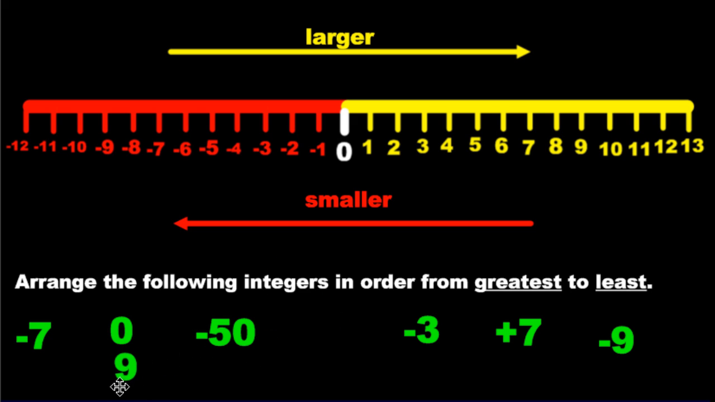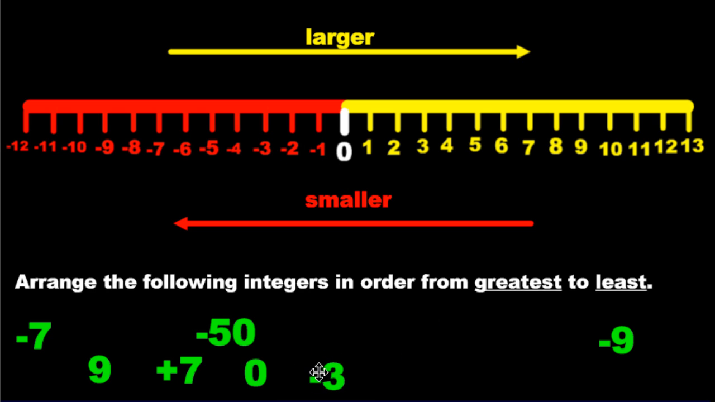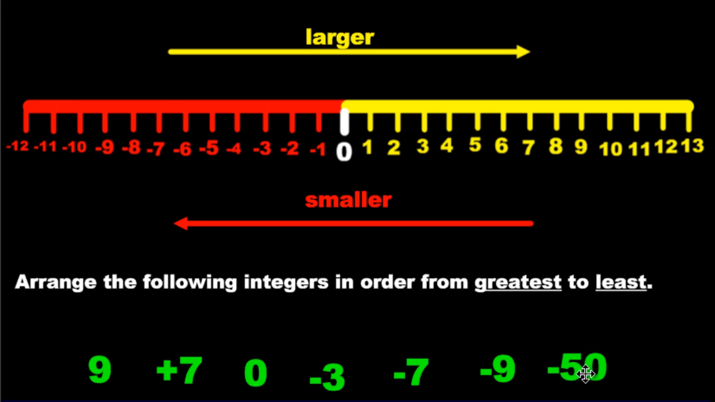So I'm going to put it right here. Second place is going to be positive 7. Third largest is going to be 0. Because you have positive 9, positive 7, and then we're getting smaller. It's going to be 0 next. And what's after that? Negative 3. We're going to put him beside the 0. And then negative 7. And then negative 9. And negative 50 is really small. If we're dealing with temperatures, negative 50 is freezing cold. In Canada, we deal with Celsius.